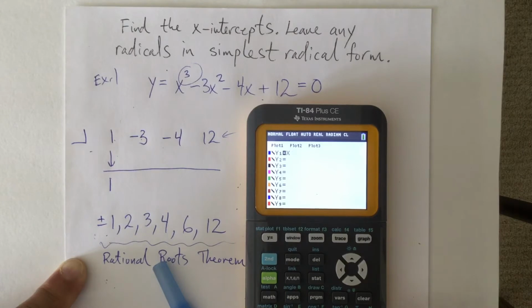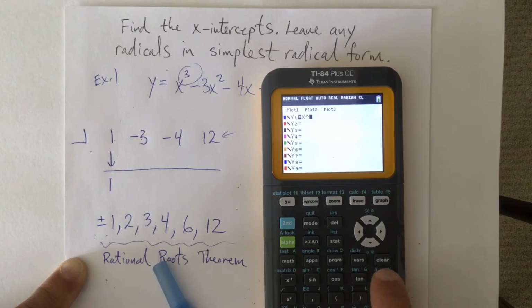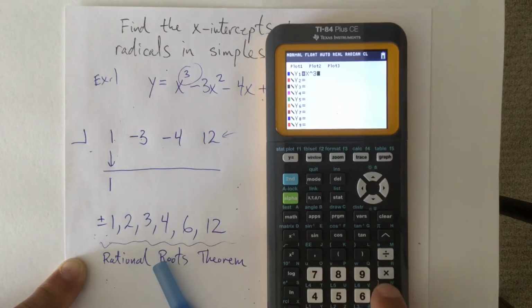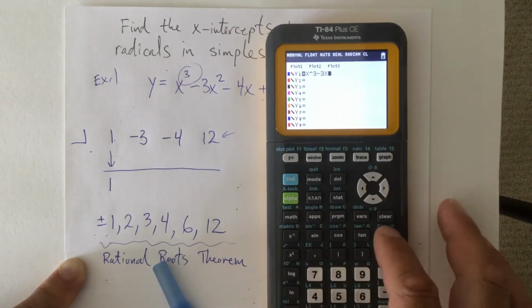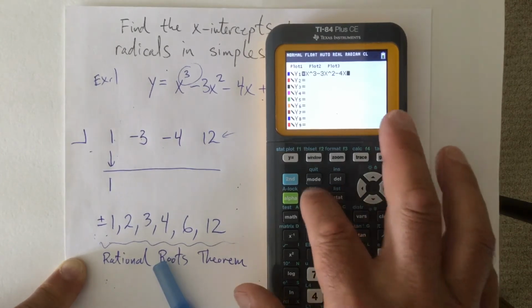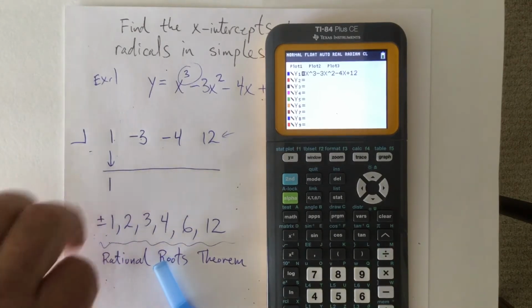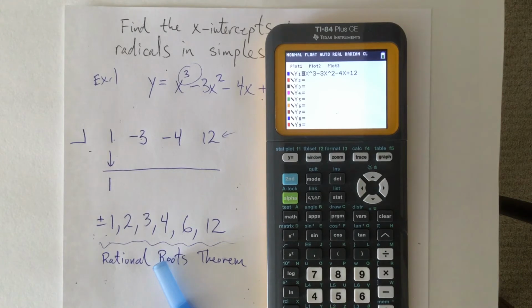I want to take it to the power of, so I've got to slide this down a little bit. I'm going to take x to the power, that's the caret key right there, to the power of 3, minus 3x to the second. Let's keep entering. I need minus 4x plus 12. Now before I hit graph, pause it. Make sure you have the exact same thing entered in, because if we don't have identical entries, we are not going to match.